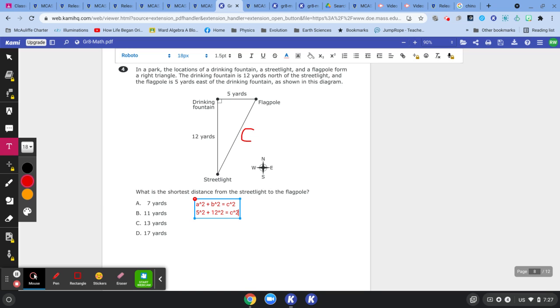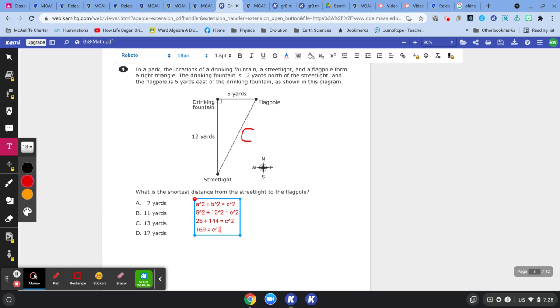C squared. And then we need to figure out what 5 squared is. That's 25 plus 12 squared, which is 144. And that still equals C squared. And 25 plus 144 is 169. Okay, and now we want to look at our options.